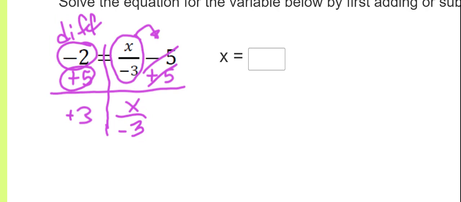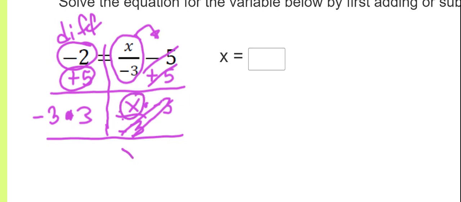So this is division. So we're going to multiply by -3, and then we go to the other side, and then we multiply by -3. Times 3, divide by 3, times negative, divide by negative, those cancel. So now we're left with x equals -3 times 3.